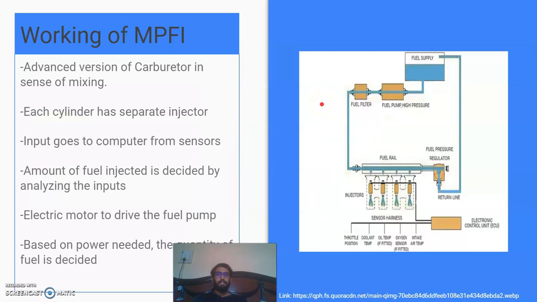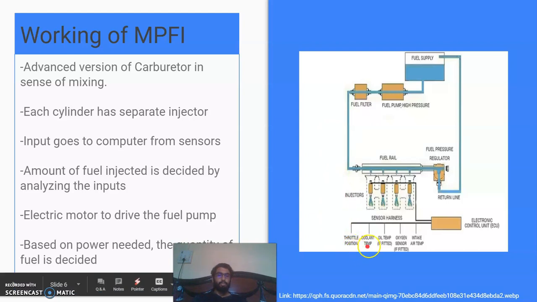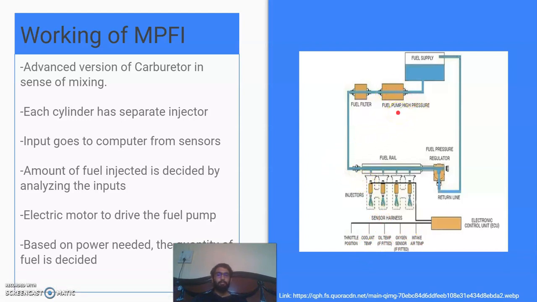The MPFI is an advanced version of the carburetor in the sense of mixing, as it mixes the air-fuel ratio in a proper manner based on analyzing the inputs from the computer, which gets its inputs from different types of sensors, such as the throttle position sensor, coolant temperature sensor, oxygen sensor, and intake air temperature sensor. There is an electric motor to drive the fuel pump, and based on the power needed, the quantity of fuel is decided.